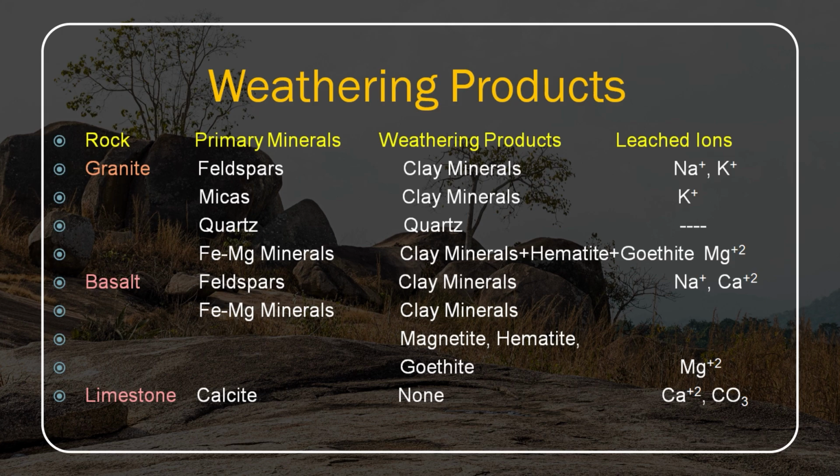They don't weather, they get dissolved and transported, and they produce magnesium ion, calcium ion, and carbonate. Granite leaches sodium and potassium ions, and basalt produces magnesium ion, sodium ion, and calcium ion.